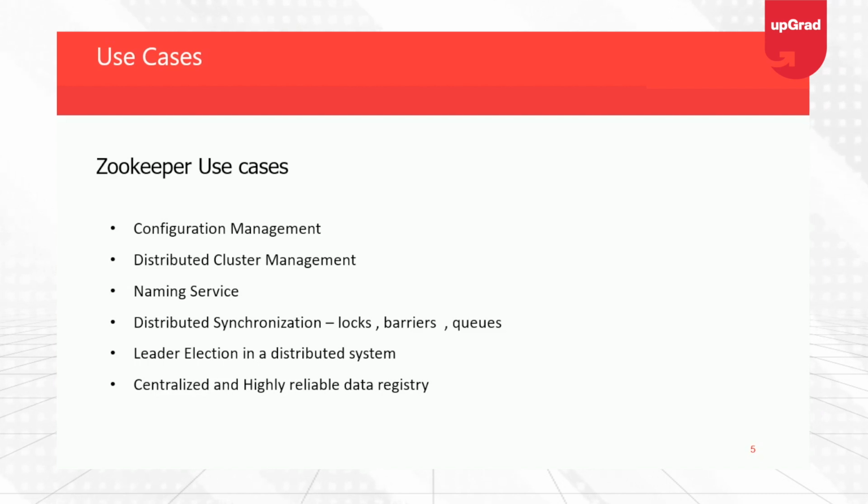It helps in preventing locks and barriers, or it also helps us in creating queues of requests. Now there is a concept called leader election in Zookeeper. What does that mean basically?